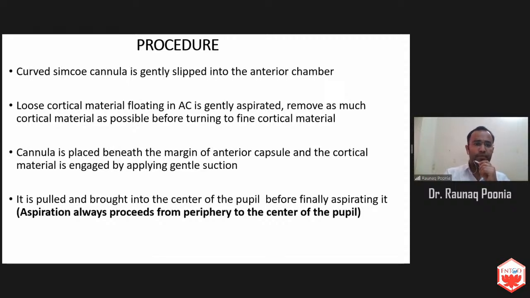Now, the procedure. The curved Simcoe cannula is gently slipped into the anterior chamber, and the loose cortical material floating in the AC is gently aspirated. Remove as much cortical material as possible before turning to fine cortical material. The cannula is placed beneath the margin of the anterior capsule, and the cortical material is engaged by applying gentle suction. It is pulled and brought into the center of the pupil before finally aspirating it.